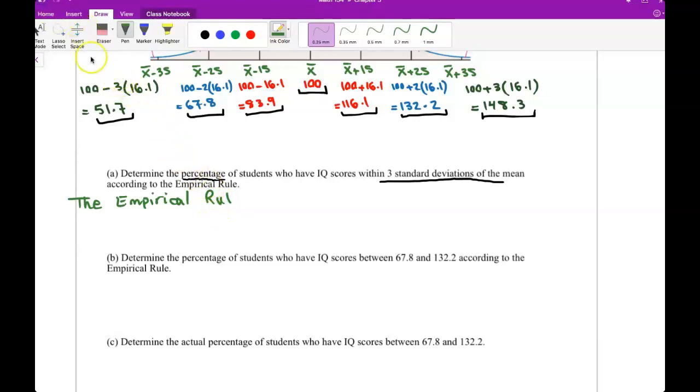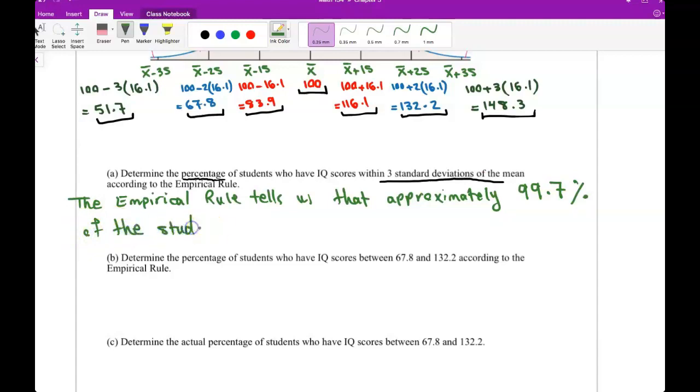So based on empirical rule, we can say approximately 99.7% of the students are within 3 standard deviation. Okay, so that is the standard deviations.